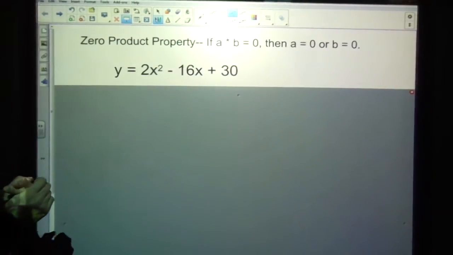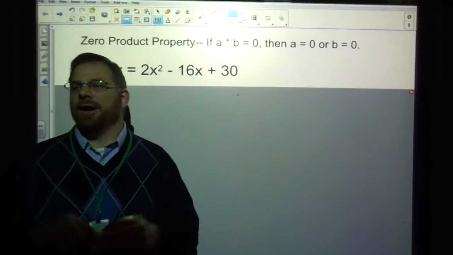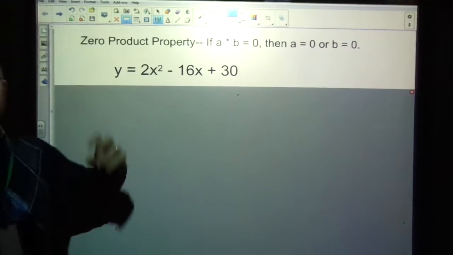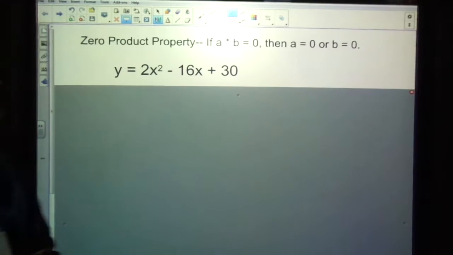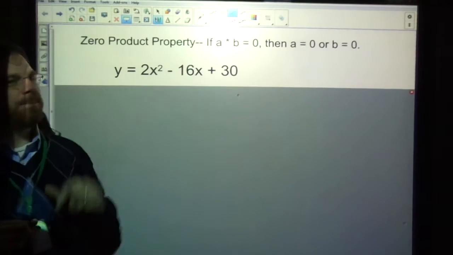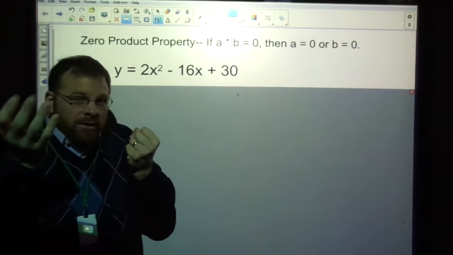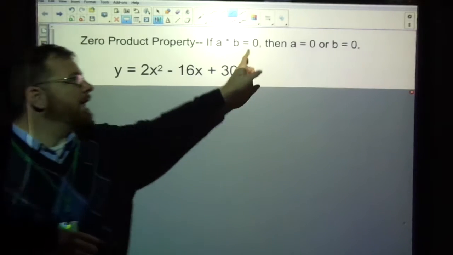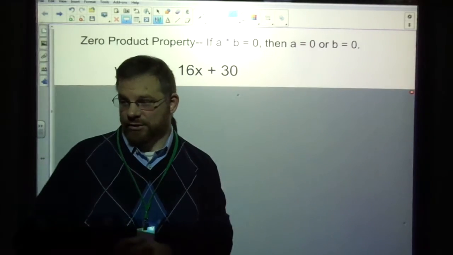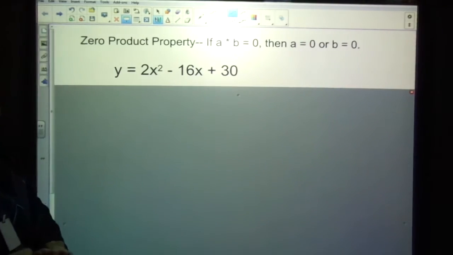Today we're going to look at how we can use the zero product property to help us, if we're given an equation, to get all the information together. The zero product property says that if A times B equals 0, if two things are multiplied together to equal 0, then one or the other has to equal 0. Either A equals 0 or B equals 0. You can put that in your notes.